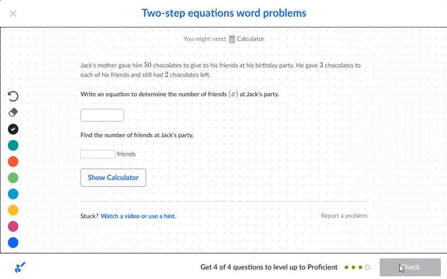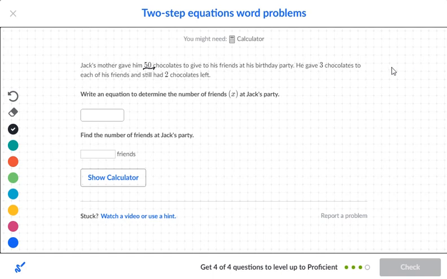Well, we're scanning the problem, and it says Jack's mother gave him 50 chocolates to give to his friends. It doesn't actually say the word total here, but he only had 50, so he has 50 pieces of chocolate to give to his friends. Or you can think of 50 pennies. So that's all you've got, just 50 right there.